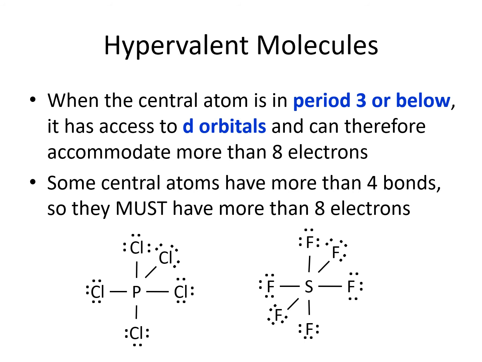For some molecules, it will be easy to figure out if they are hypervalent. If there are more than 4 bonds to the central atom, then there must be more than 8 electrons around it, and therefore it must be hypervalent. For example, PCl5 has phosphorus bonded to 5 chlorines, so the phosphorus must have at least 10 electrons around it. SF6 has sulfur bonded to 6 fluorines, so the sulfur must have at least 12 electrons around it.